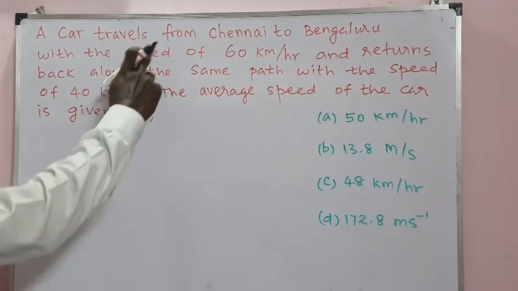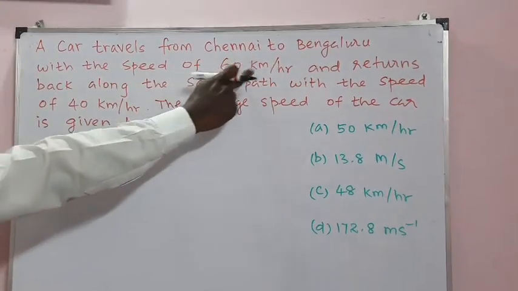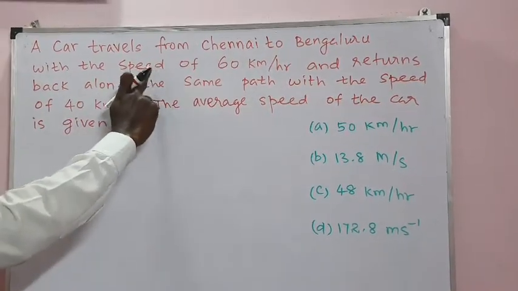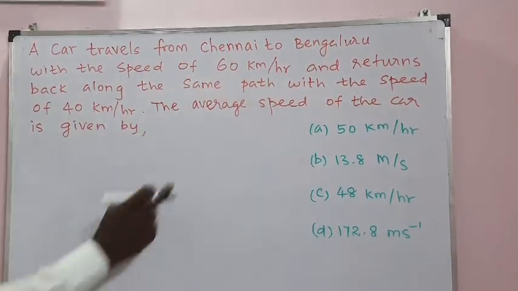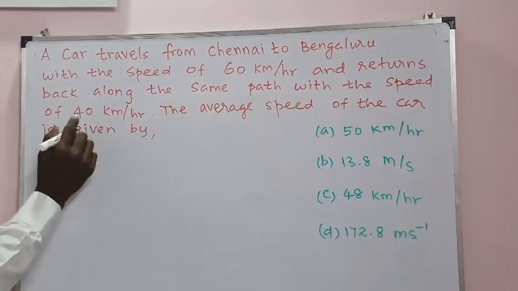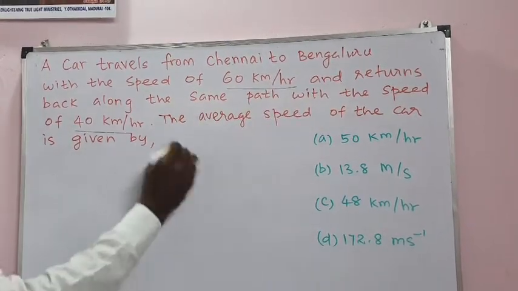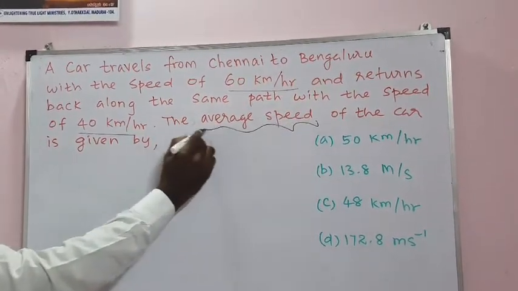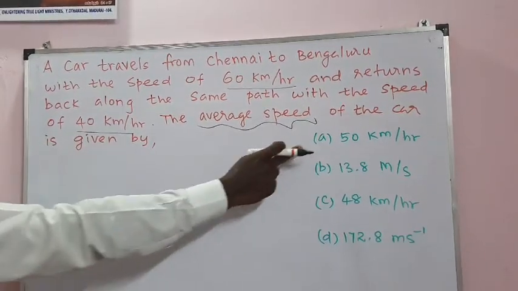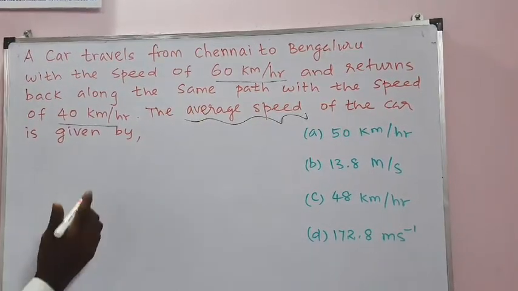A car travels from Chennai to Bangalore with a speed of 60 km per hour and returns back along the same path with a speed of 40 km per hour. The question is, the average speed of the car is given by. So we have to find out which option. We have to calculate the average speed.